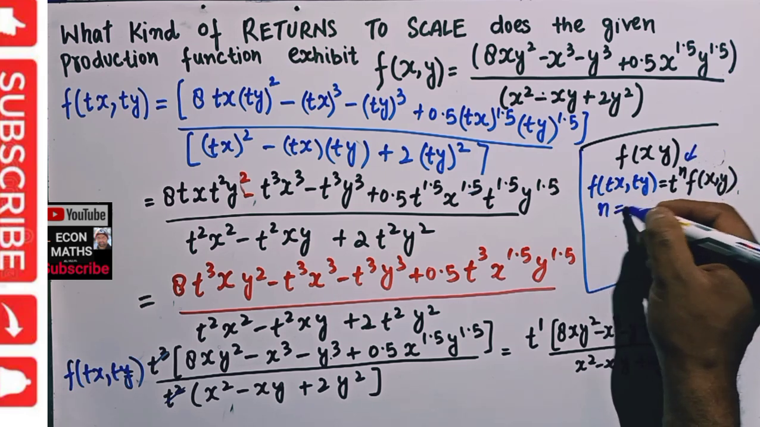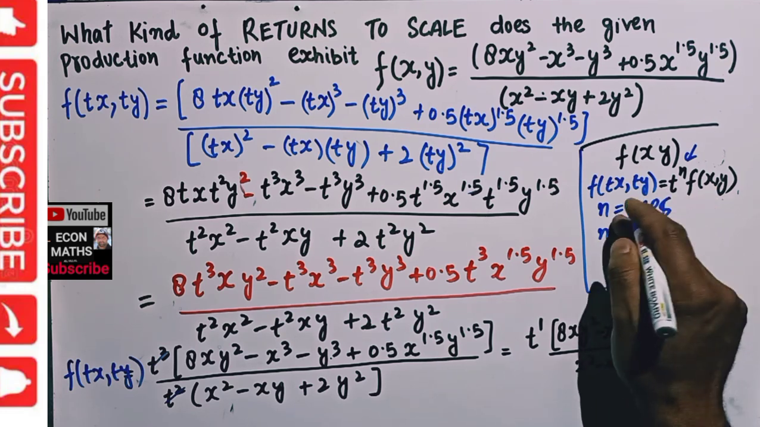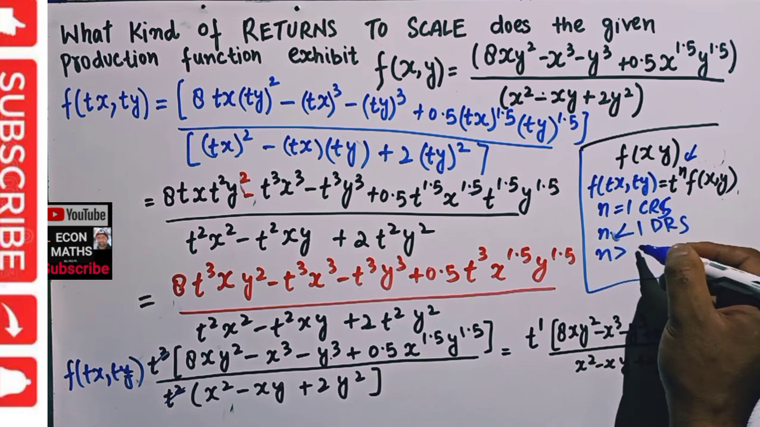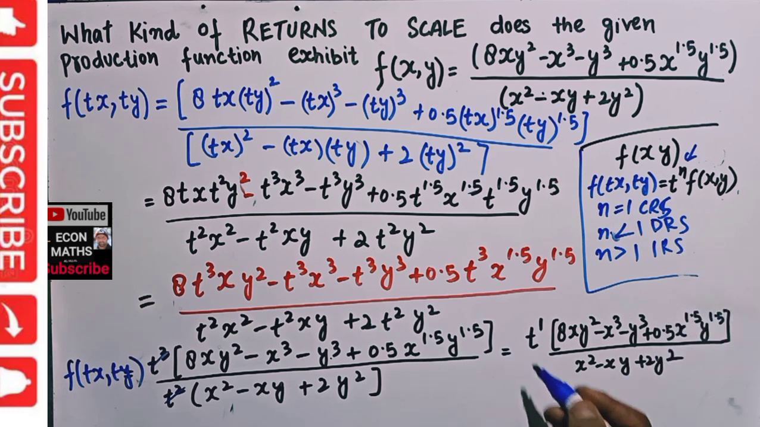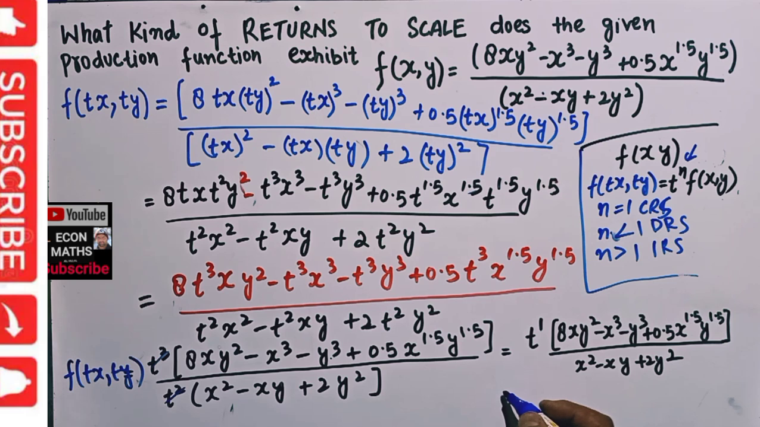If n is equal to 1, we will have constant returns to scale. If n is less than 1, we have decreasing returns to scale. If n is greater than 1, we will have increasing returns to scale. Here in place of n, we have 1, since the exponent is 1 here. Okay, we say the given production function exhibits constant returns to scale.